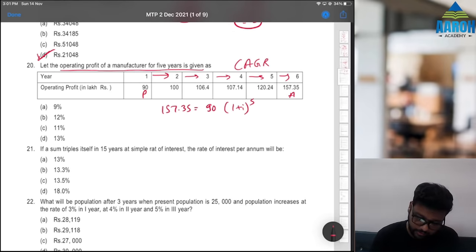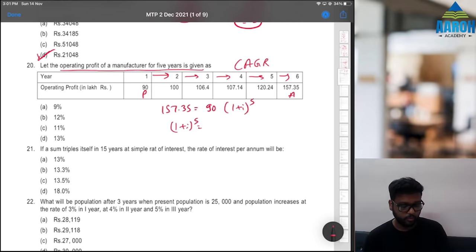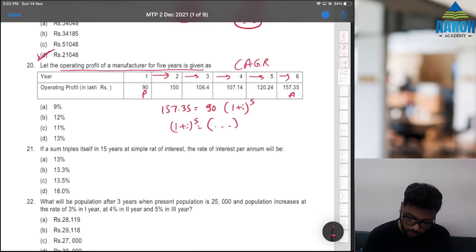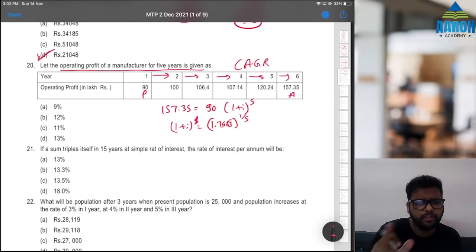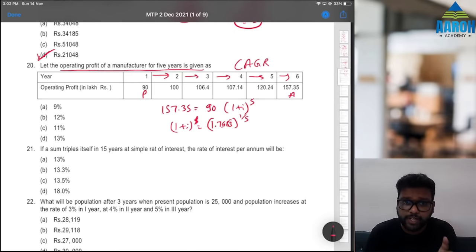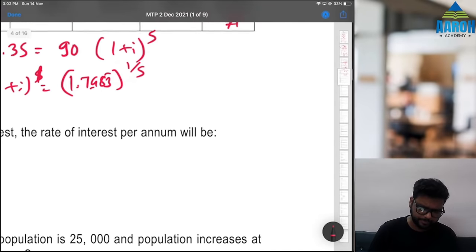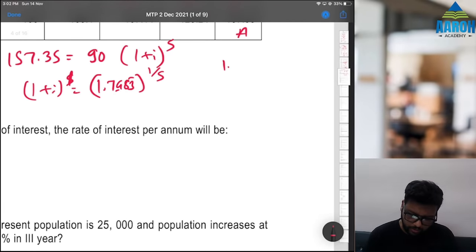They have not given. So that means 1 plus I raised to 5 is equal to 157.35 by 90. Don't write it down, whatever it is. So let's raise it by 1 by 5, so that this 5 will be cancelled. How do we raise it by 1 by 5? This is 1.7483 something. We have to use the 12 times square root method. If you don't know that method, go to a video. I have prepared a separate video for that 12 times root method. How do we do it?